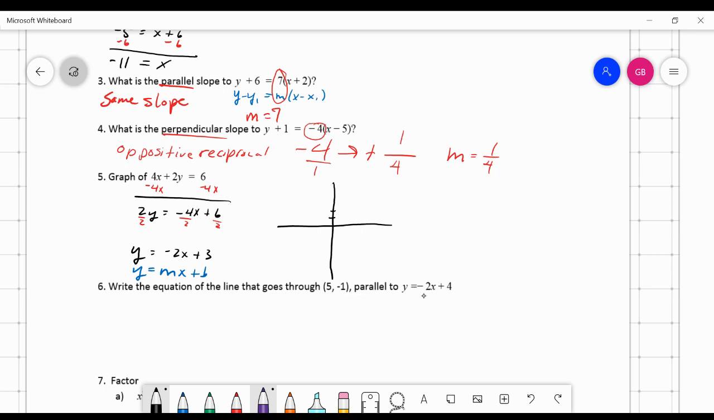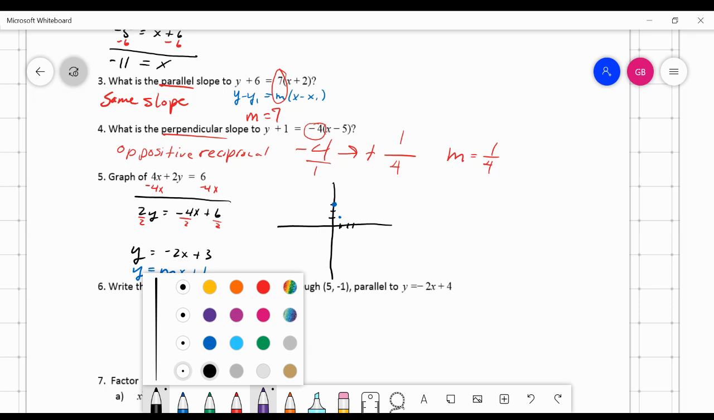So I have 1, 2, 3. This is my y-intercept. And my slope is negative 2, so I'm going to go down 2 and run 1. Okay. And then I'll draw my line through those 2 points.